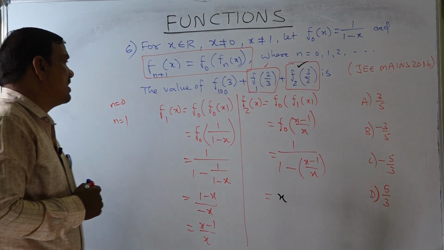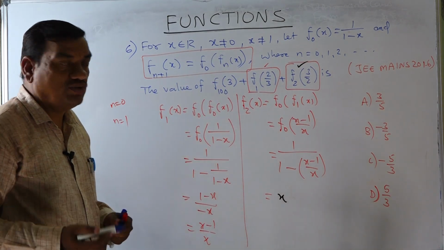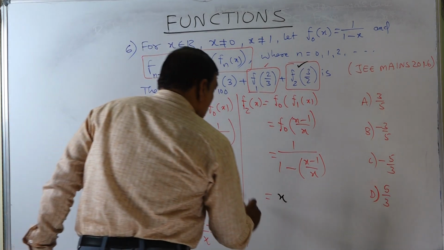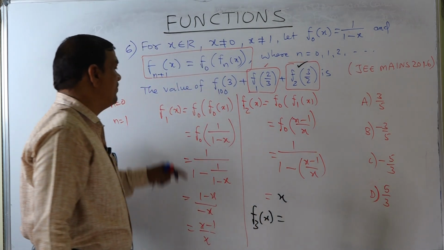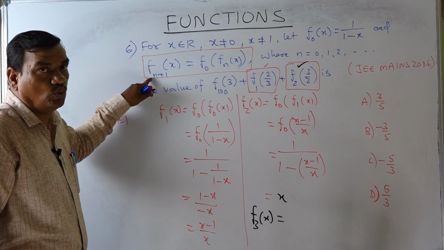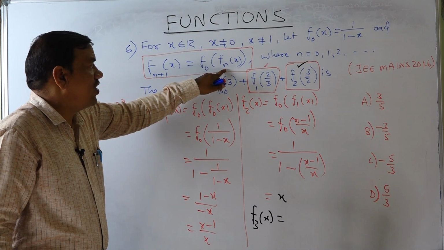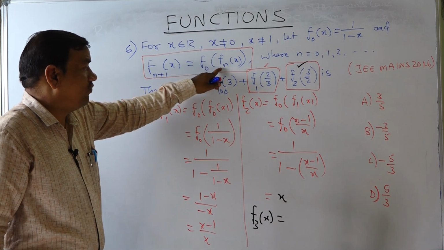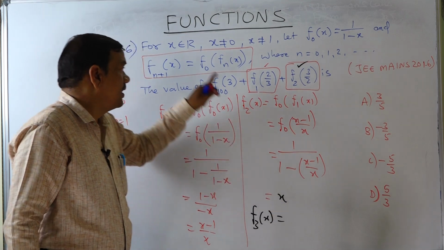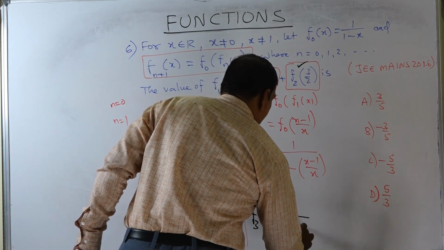From this recurrence formula, for f100 we have to go up to 99. If you observe here, f3 of x means you have to put n equal to 2. So f of 2 means x, and f naught of x means again 1 by 1 minus x you will get.